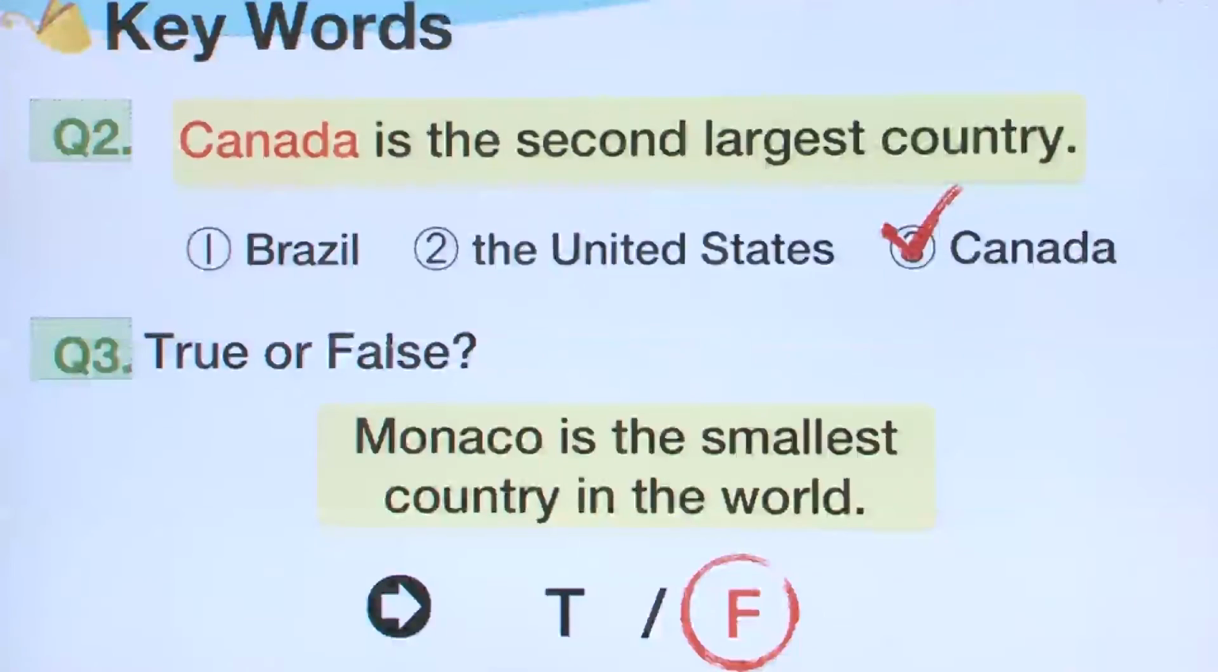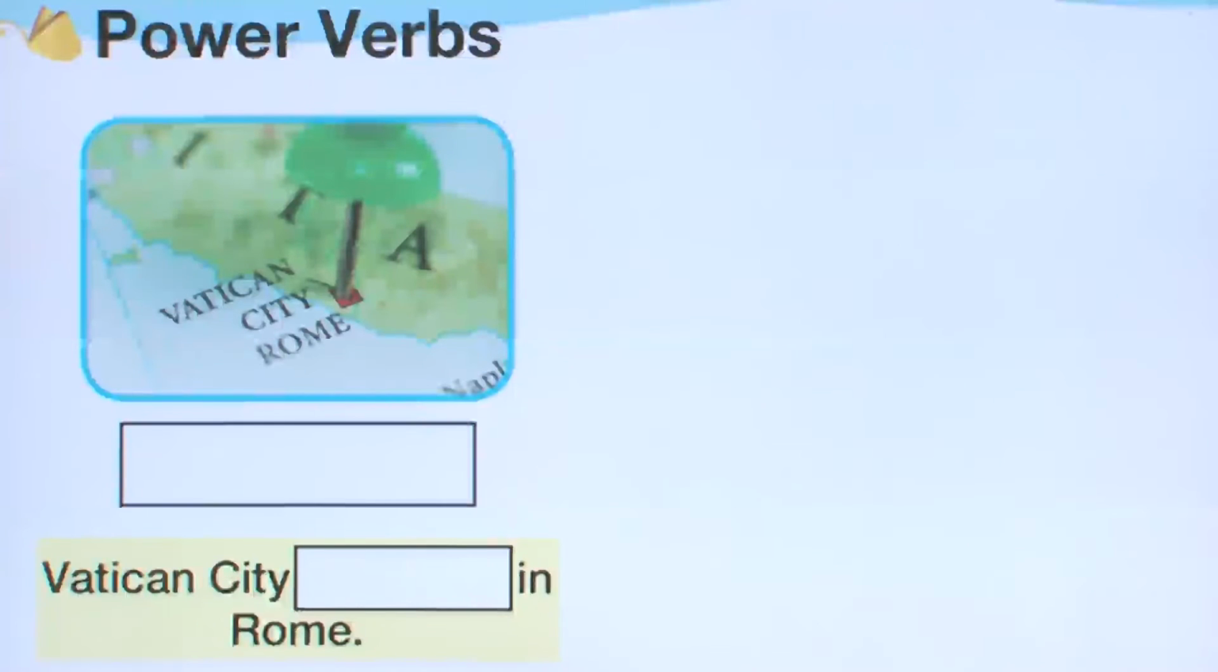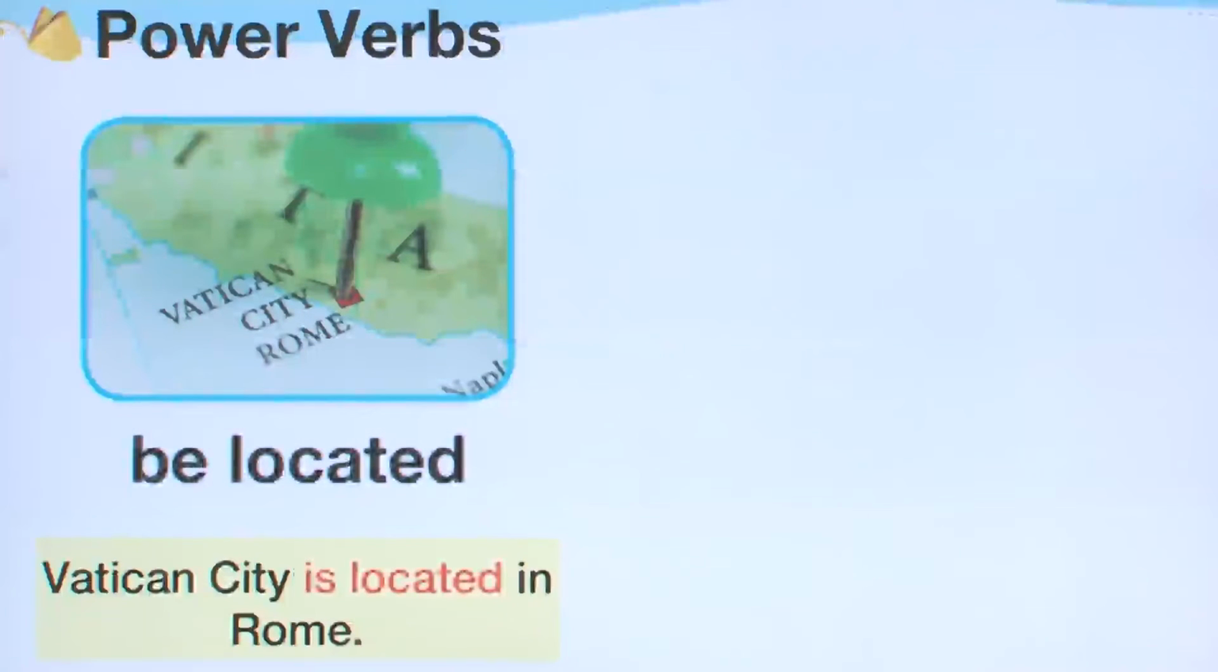Hey, let's take a look at the power verbs. The power verbs. What is our first verb? There is Vatican City in Rome. So, Vatican City blank in Rome. What's the verb? Yeah, be located. Vatican City is located in Rome. It is in Rome. There's the first verb.